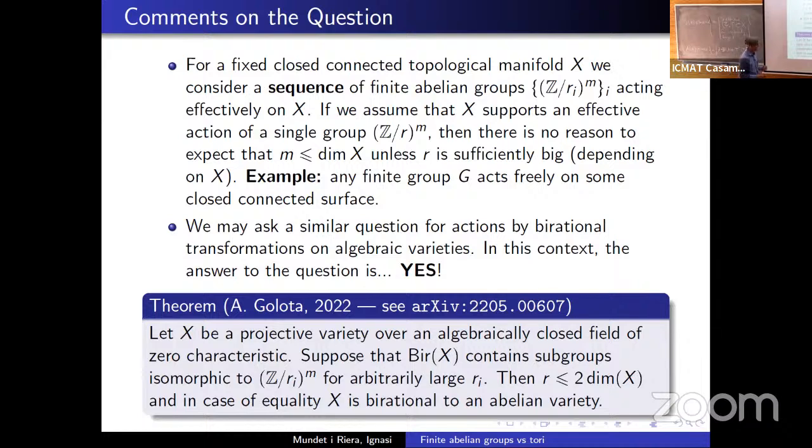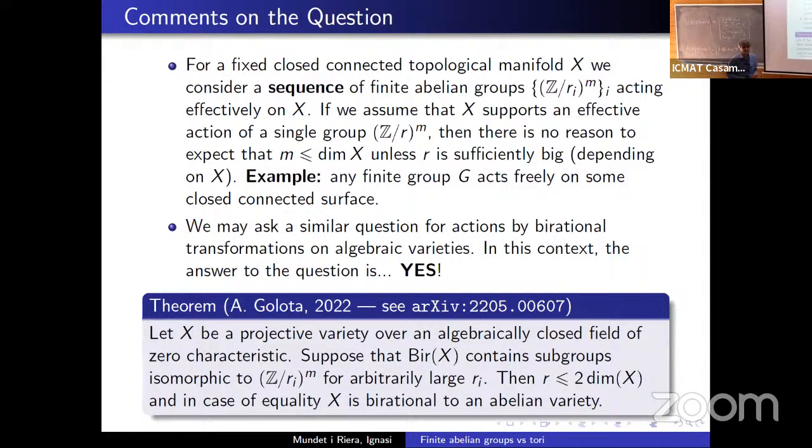Okay, so that's certainly not a trivial theorem, but the situation for birational transformation groups is much simpler than that of homeomorphism groups, because for birational transformation groups, you have very strong structure results based on the minimal model program.